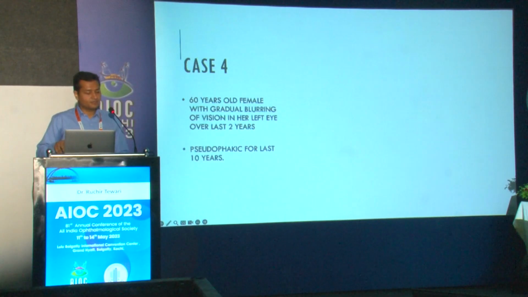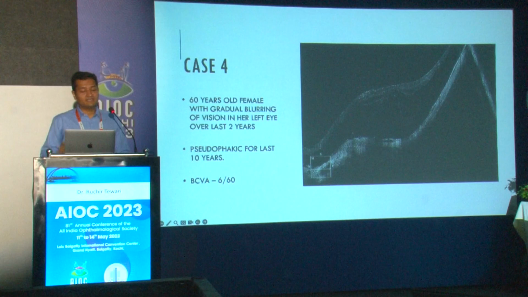The next patient is a 60-year-old female with a gradual blurring of vision in her left eye over the last 2 years. She's been pseudophakic for the past 10 years. BCVA was 6/60. The OCT revealed this picture.